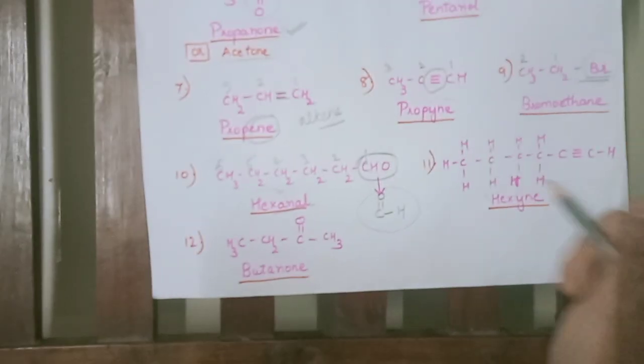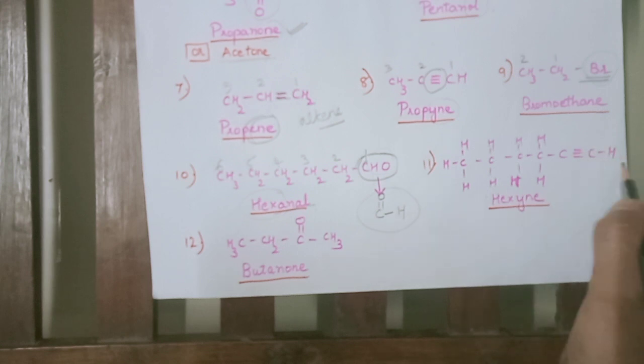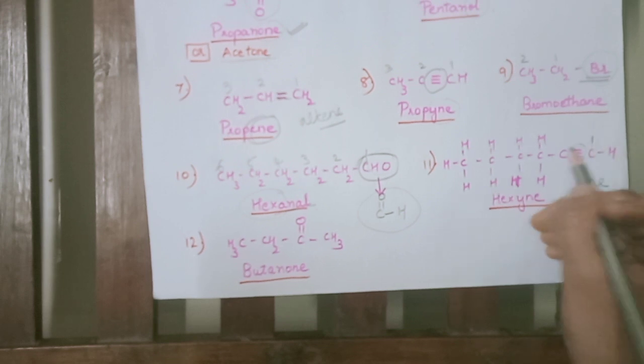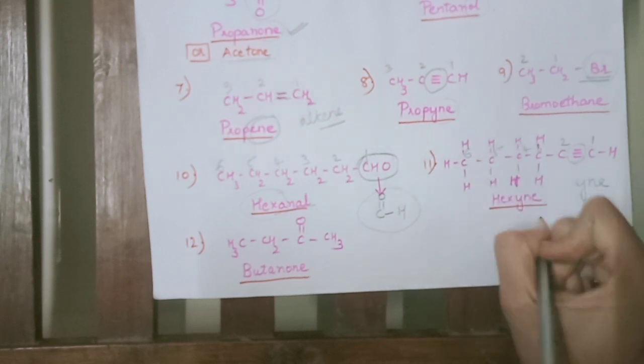Next, okay, this is not a condensed form. Here again you have seen a triple bond, means you will use the word yne here. Again, counting of the carbon atoms 1, 2, 3, 4, 5 and 6. So it is hexyne.